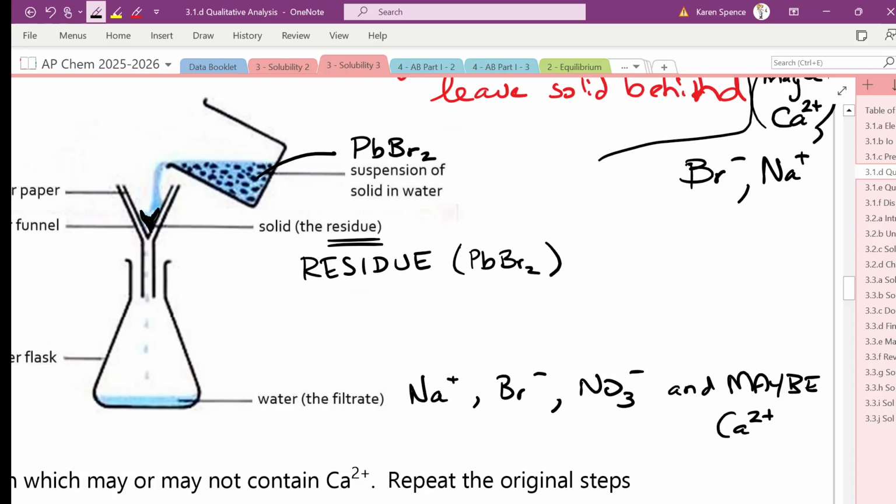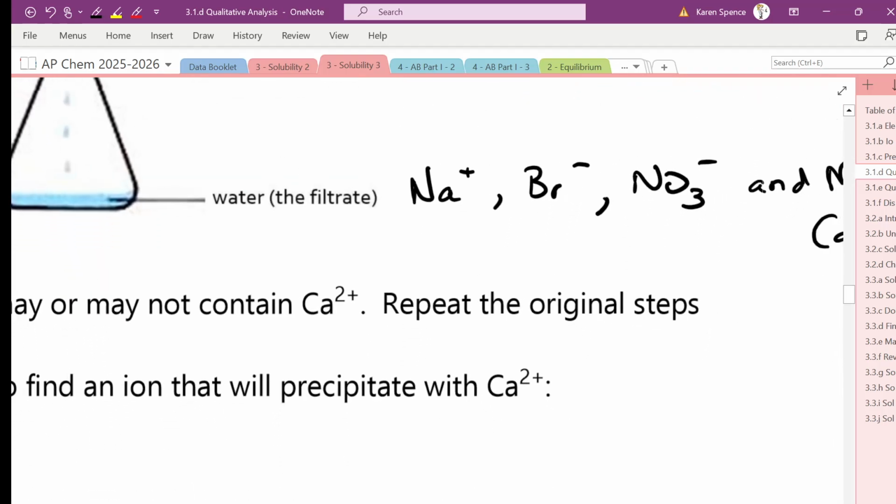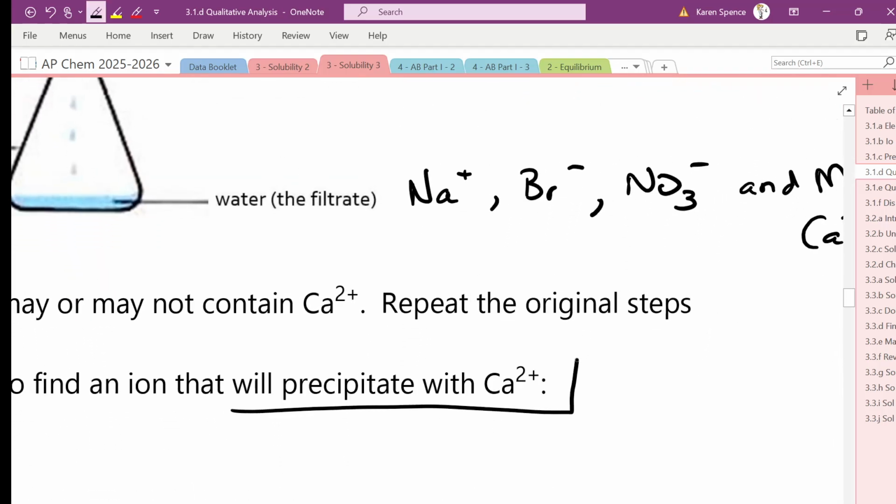So now what we need to do is we need to repeat those original steps to figure out if we have calcium. Where would we go to look to see what we should add next? We will go to our table. So everybody go to your table and find something that will precipitate the calcium.